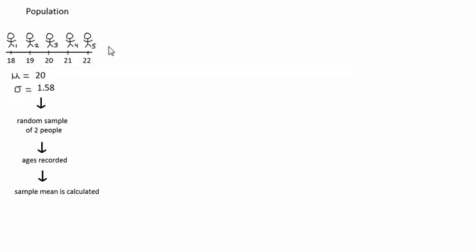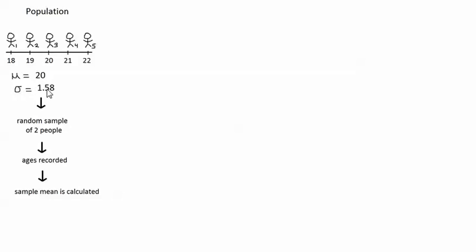In this diagram, we're looking at a made-up population of 5 people. Each person in the population has a certain age, and the mean age of the population is 20. If you added the 5 ages and divided the total by 5, you would get 20. The standard deviation of the population is 1.58.